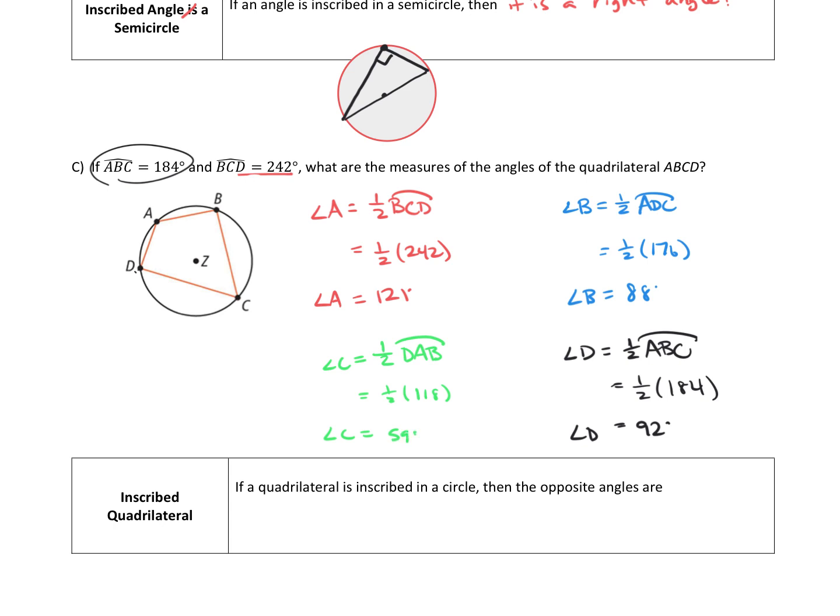All right, so one thing that we can notice right here, angles A and C are opposite angles in the quadrilateral, and 121 plus 59 degrees add up to 180. Angles B and D are opposite angles in the quadrilateral, and 88 and 92 add up to 180 degrees. So if you have an inscribed quadrilateral, a four-sided figure inscribed inside a circle with all those inscribed angles, then opposite angles are supplementary. They will add up to 180 degrees.